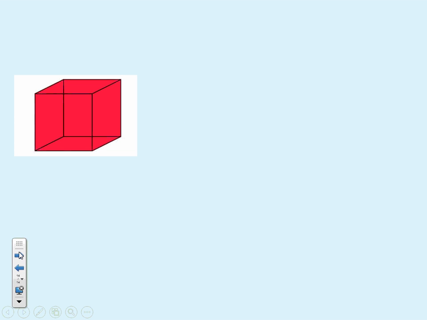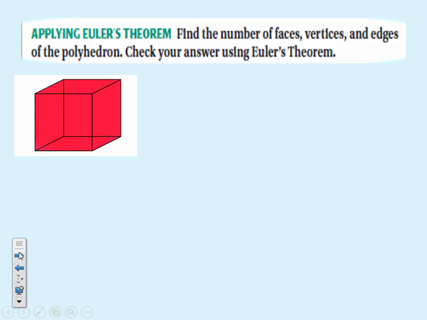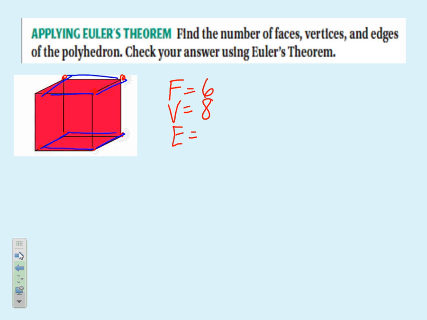Now let's see if we can use that to check this one. We're going to go ahead and count those faces, vertices, and edges and see if we counted correctly by checking using that theorem. So let's count. Faces on a cube here would be 6. Vertices would be the pointy corners, 1, 2, 3, 4, 5, 6, 7, 8. And then edges. So edges would be those lines we use to draw it. So 1, 2, 3, 4, 5, 6, 7, 8, 9, 10, 11, 12. 12 total.